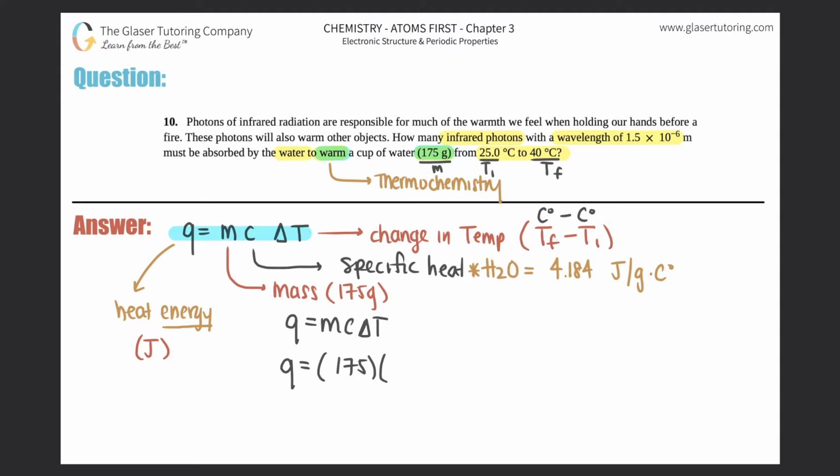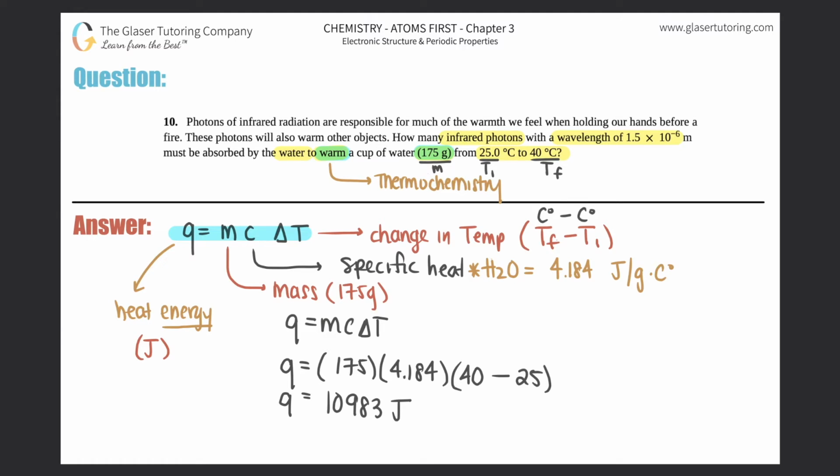So 175 times the specific heat of water, which is 4.184, times final temp minus initial. So it would be 40 degrees Celsius minus 25 degrees Celsius. If you plug all that into the calculator, 175 times 4.184 times 40 minus 25, or if you want to do 40 minus 25 first and then calculate, it's fine with me. You'll get the same answer. So you get 10,983 joules. Okay.